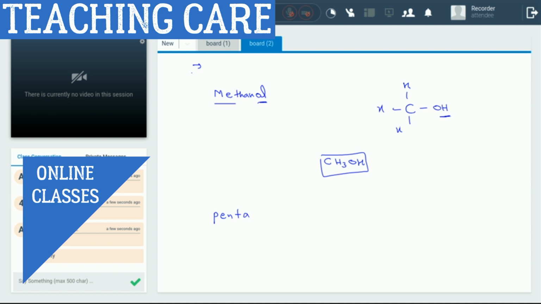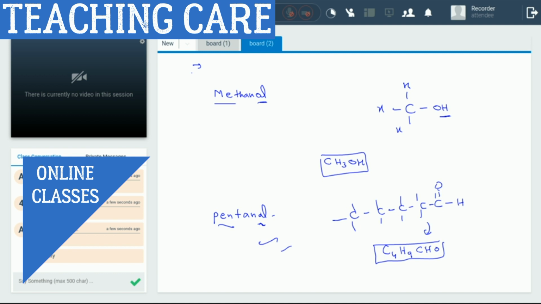Okay. Now, if I say to you pentanal, pentanal means five carbon, and -al means aldehyde. So the carbon will be included in that. C double bond H, it is CHO, and on the rest side there will be hydrogen. So it would be C4H9 and CHO. Am I right? Yes. So this is the formula of pentanal.